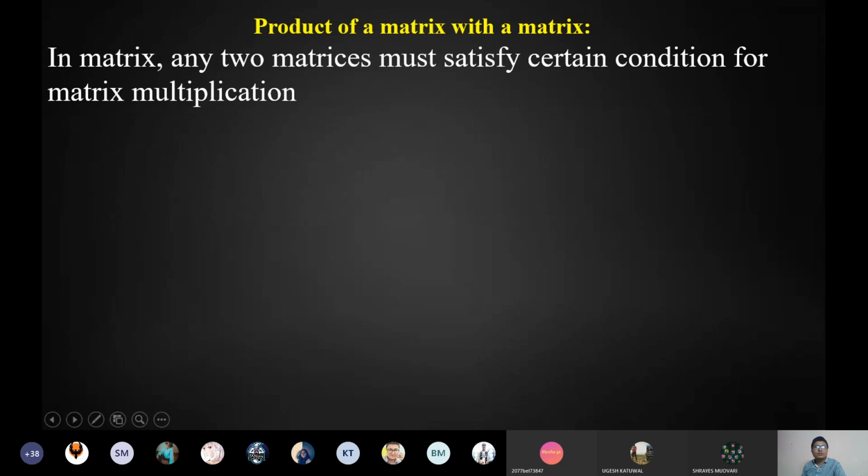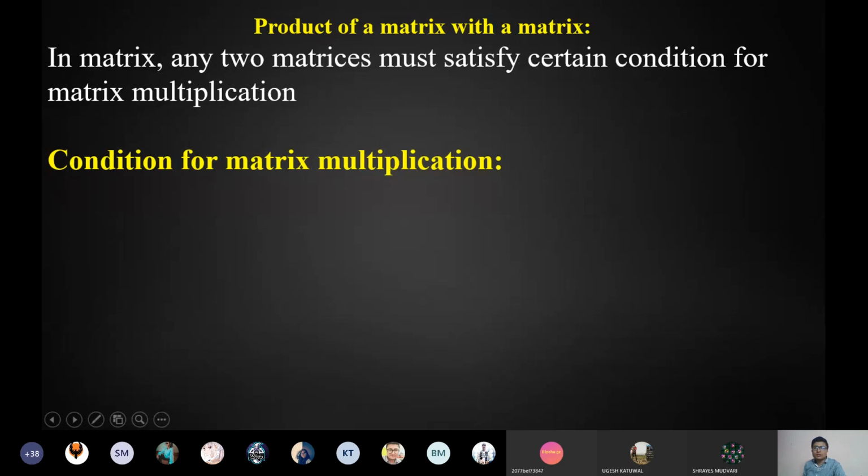Any two matrices must satisfy a certain condition for matrix multiplication. Just copy it first. Let me discuss what that certain condition is. Condition for matrix multiplication. What is that condition? This is very important. Just try to understand when I say it, okay? If you don't understand, then later it may be confusing for you to understand this whole thing.